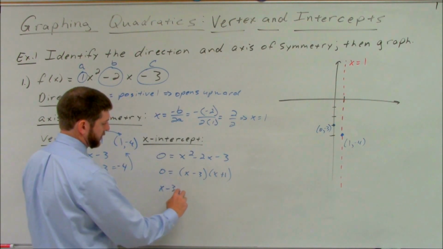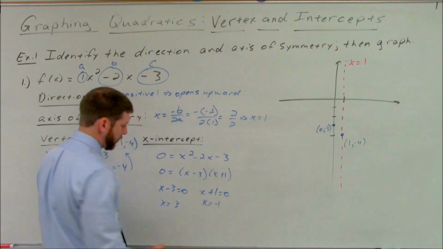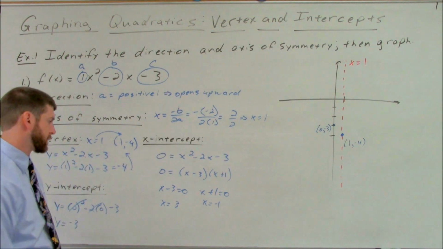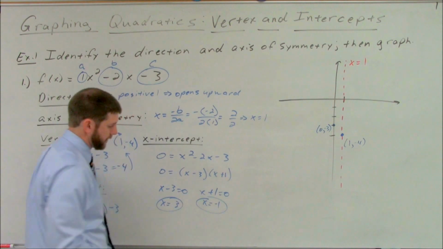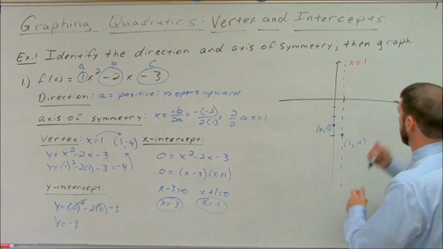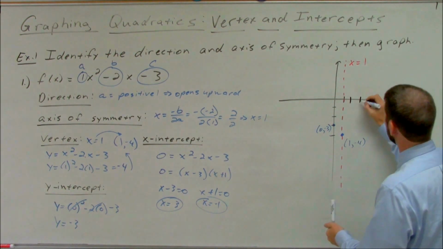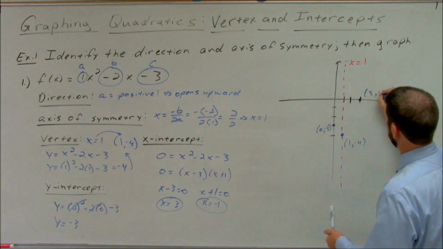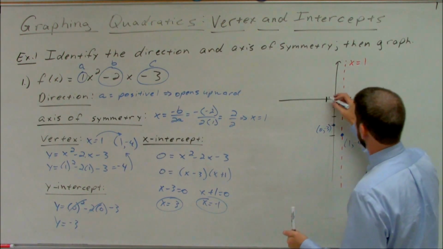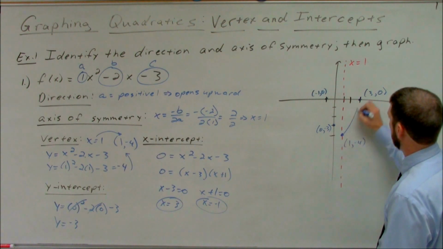So we go through, set each factor equal to 0, x equals 3, x plus 1 equals 0, x equals negative 1. If you don't remember how to do that, go back and check the lecture that talks about solving quadratics by factoring. But there it is. There's our two x-intercepts at positive 3. So we're at 3, 0, and at negative 1, 0. Then just connect the dots.